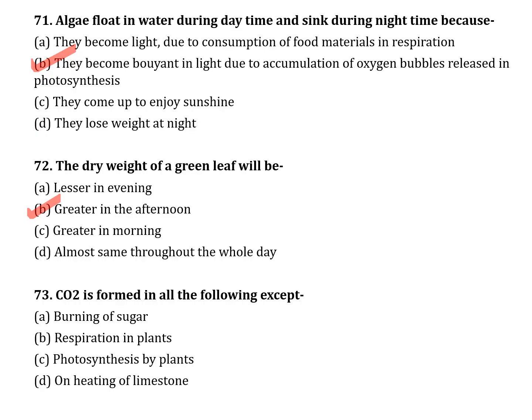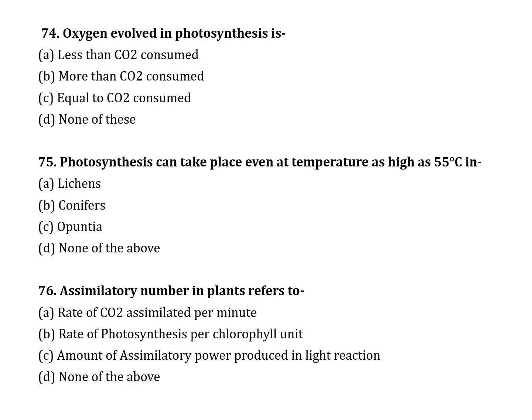The next question, number 73. Carbon dioxide is formed in all the following except option A, burning of sugar. Option B, respiration in plant. Option C, photosynthesis by plants. Option D, on heating of limestone. Correct answer is option C, photosynthesis by plants.